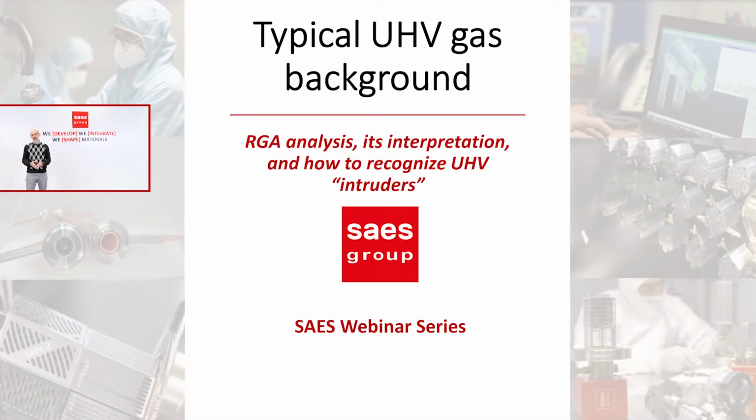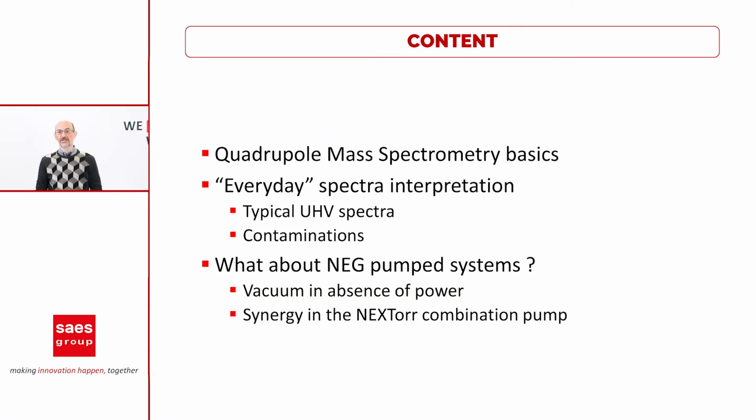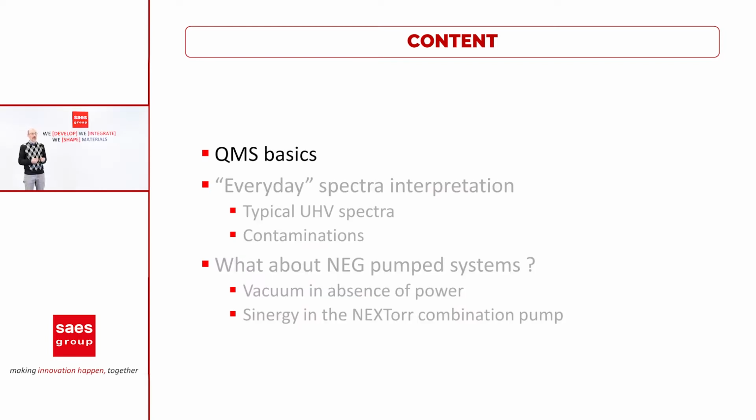Today we are going to talk about an essential tool for vacuum technology, which is the residual gas analyzer. We will present the basics of quadrupole mass spectrometry. Then we will discuss the spectra and their interpretation. And we will conclude with a couple of interesting examples that have something to do with the use of NEG pumps. Let's start with some basic concepts about quadrupole mass spectrometers.